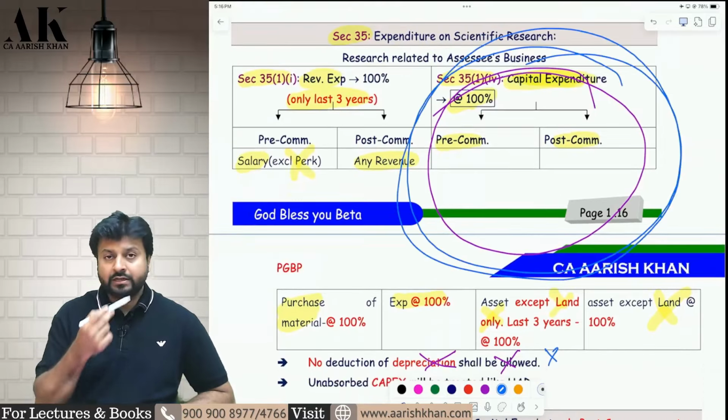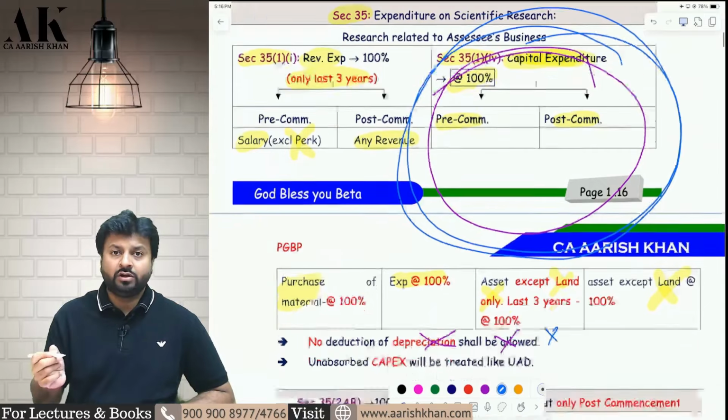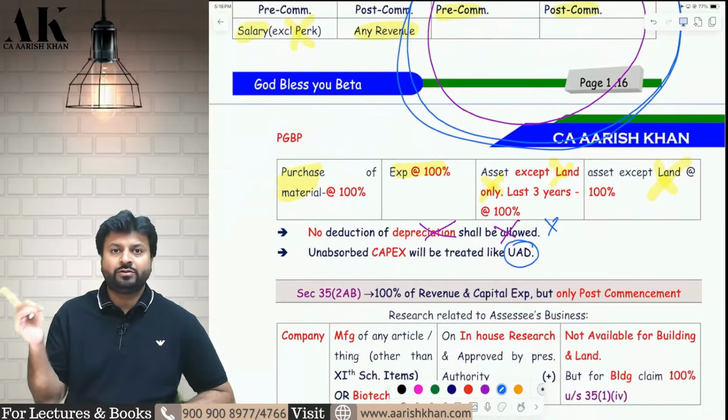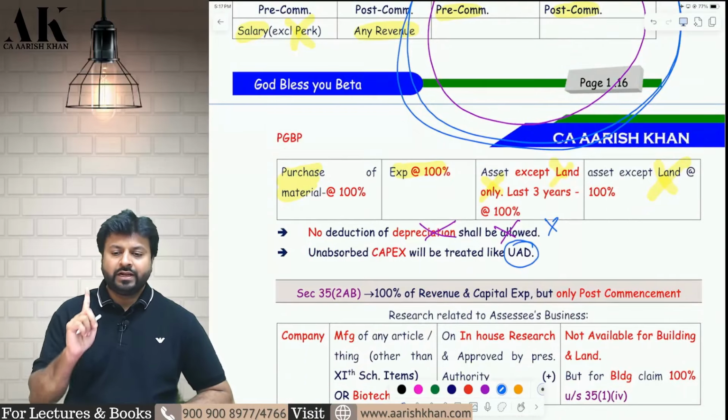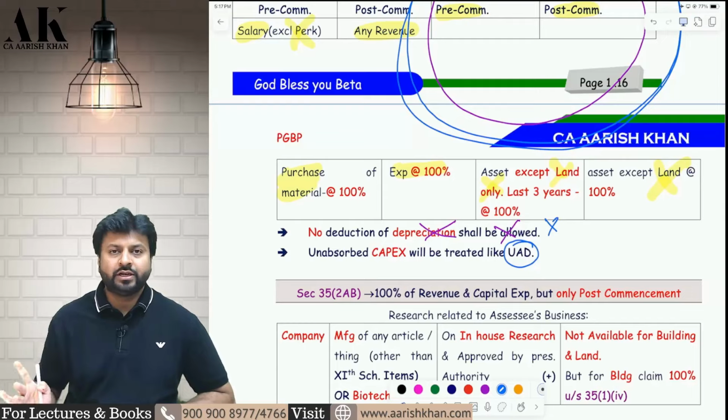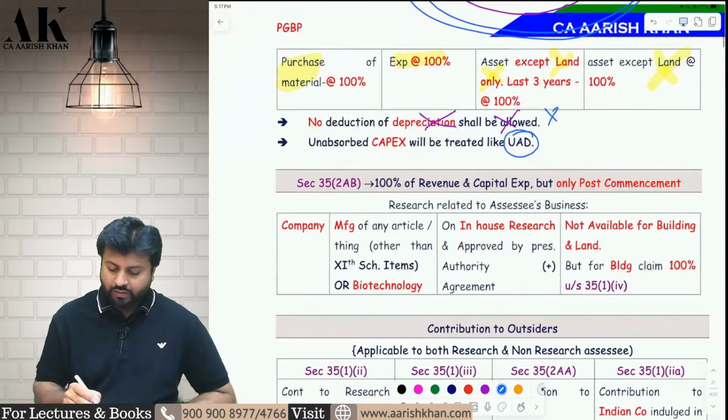If because of capital expenditure on scientific research there is a loss, it will be treated just like UAD, which I have told you earlier also while interlinking with what? UAD. So it will be just treated like what? Unabsorbed depreciation. I hope it is clear to all of you. Okay. Now, what about the third section?